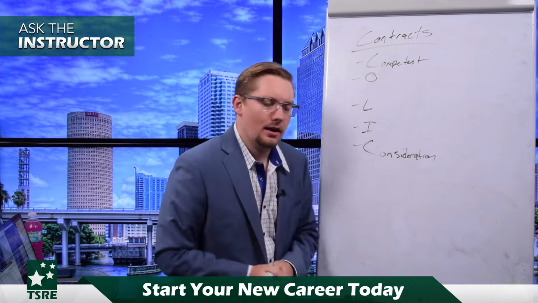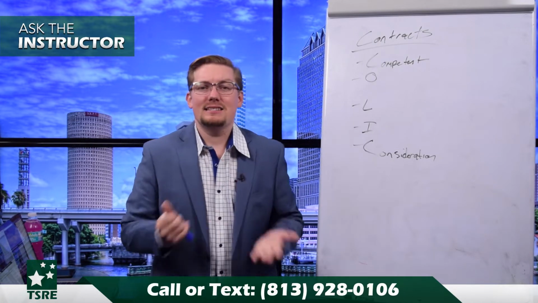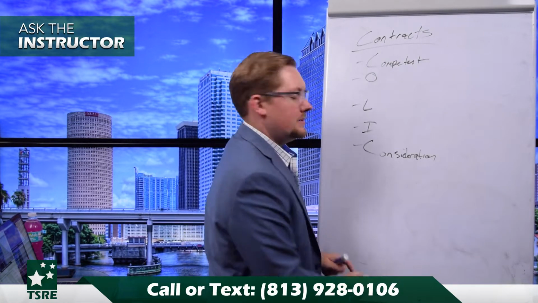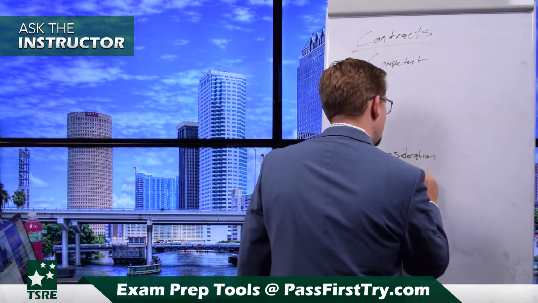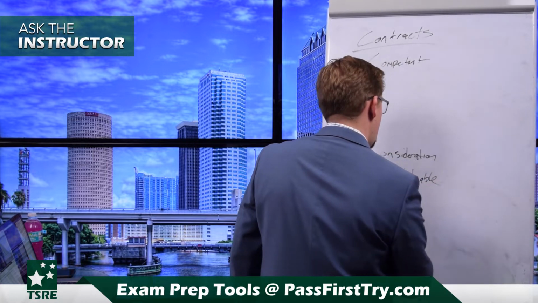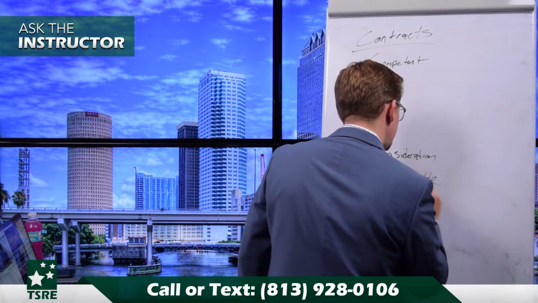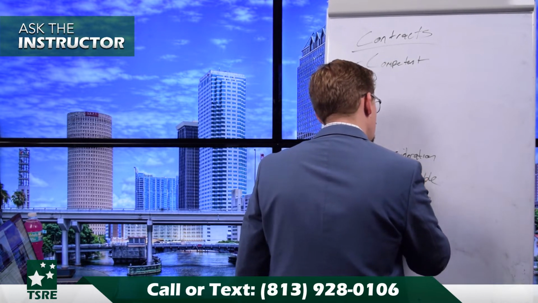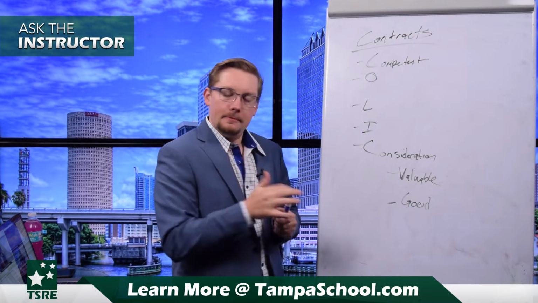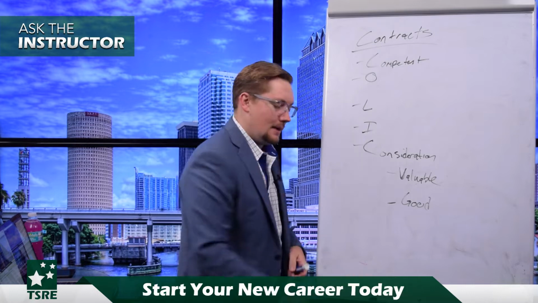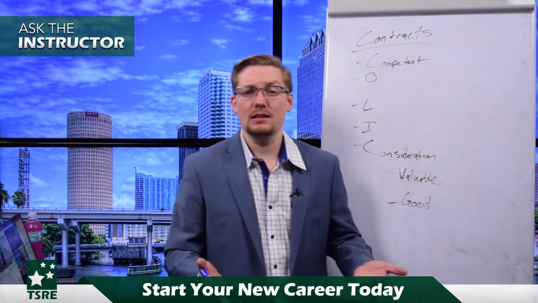So let's first start off with, let's say, consideration. And there's really two types of consideration that we have: valuable and good. Now, most consideration that's used in real estate contracts is going to be valuable consideration. Good consideration is also acceptable, but it's a little bit more complicated. It's a little bit harder to prove.